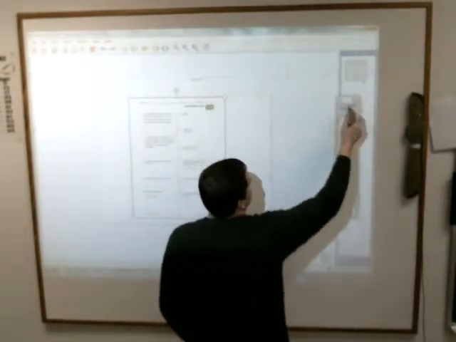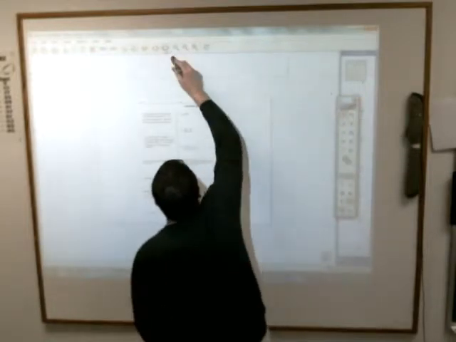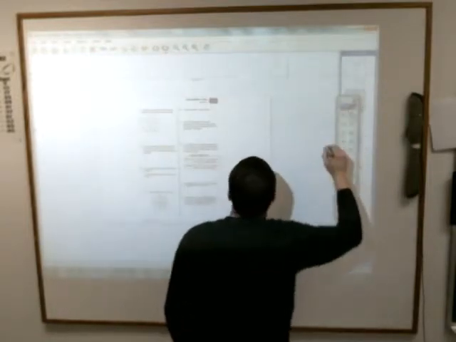This is why I need to be in the front, because I can't see them. Oh, here comes Nick, I'll switch it to you. 15?